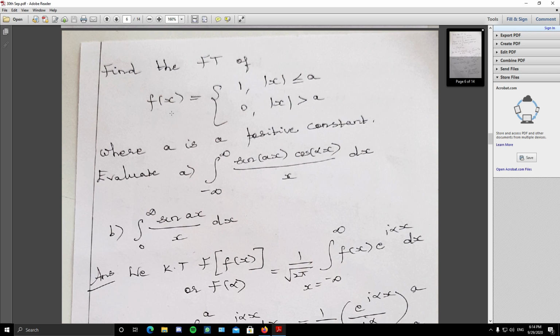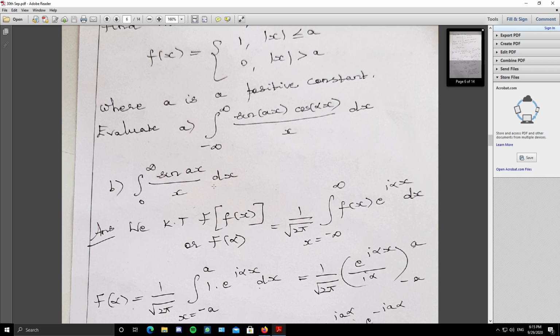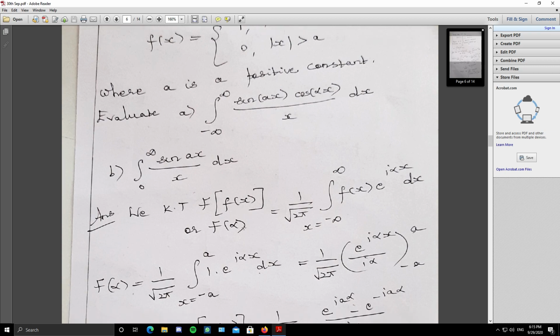Whenever you have a question on finding Fourier transform and then evaluation, it means you have to do the inverse also. I repeat, whenever you have a problem on finding Fourier transform and hence to evaluate or deduce that, you have to do the inverse Fourier transform also. So the first step, we have to find the transform.